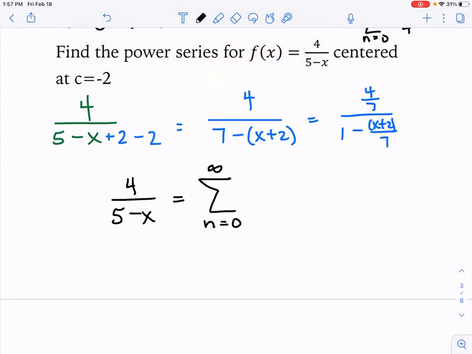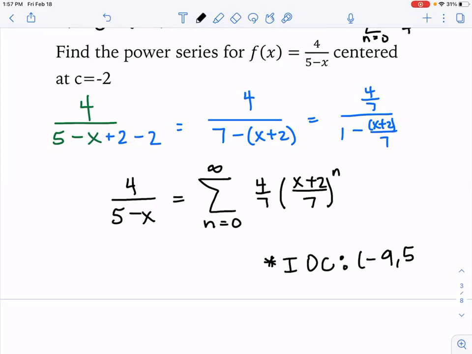Evan, how'd you write your series? N equals 0 to infinity of. Okay. Aiden, what's our radius of convergence? 7, which means our interval of convergence would be what, Rachel? -9 to 5. So this is x is -2. Add 7, subtract 7.